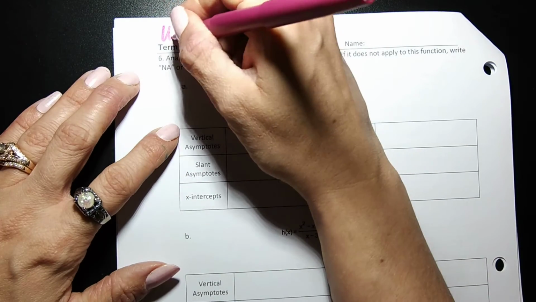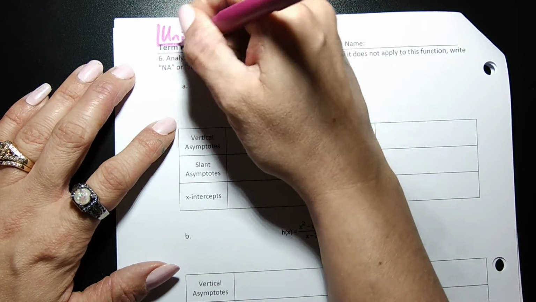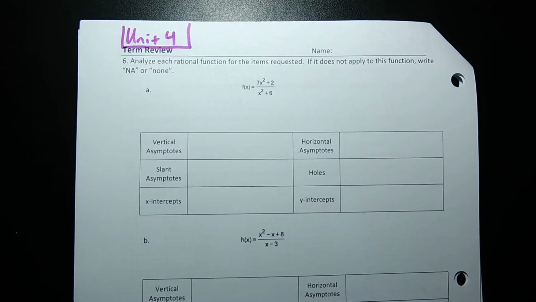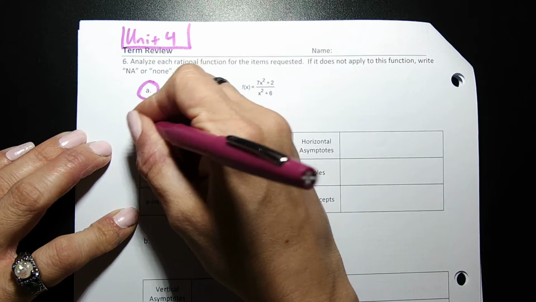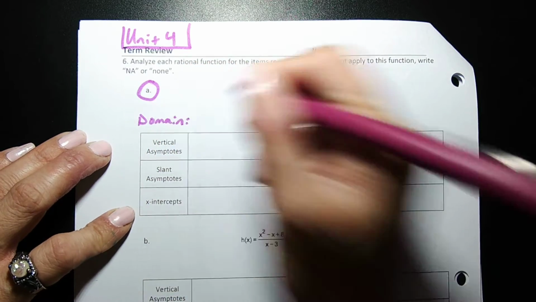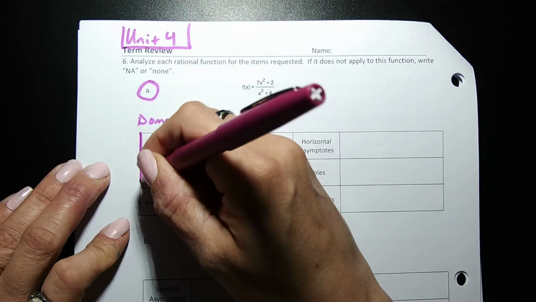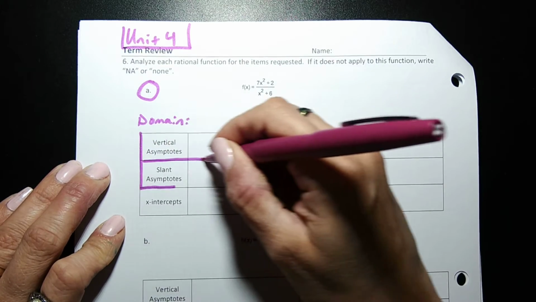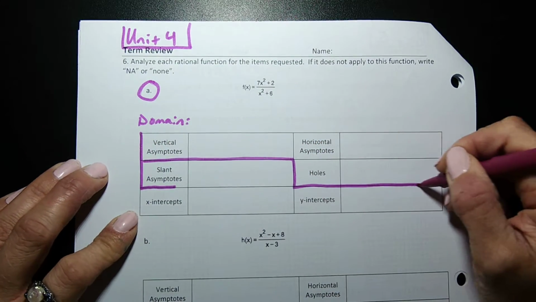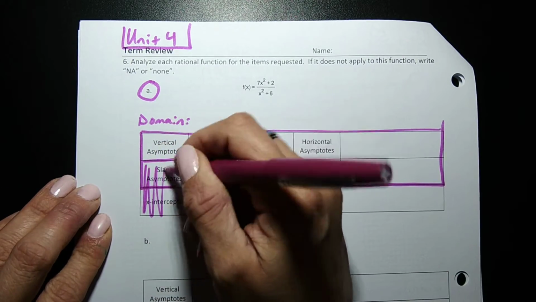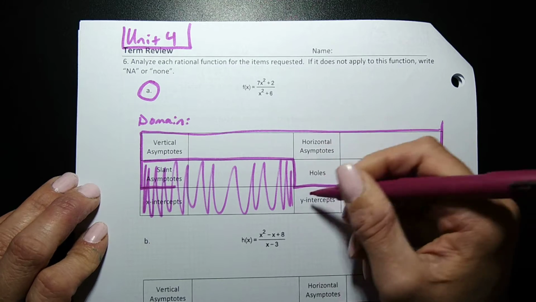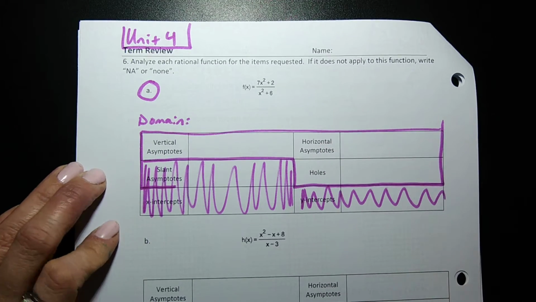This is Unit 4. However, it does contain the tail end of Unit 5 in here, which we haven't gotten to yet. So we're only going to be doing parts of some of these problems. You're going to do part A, and I want you to state the domain of that function, and find the vertical asymptotes, the horizontal asymptotes, and the x values of the holes. Slant asymptotes, x-intercepts, y-intercepts, those are out.